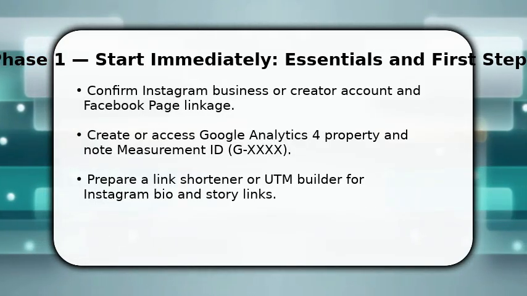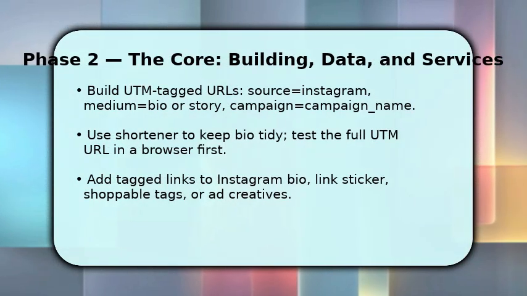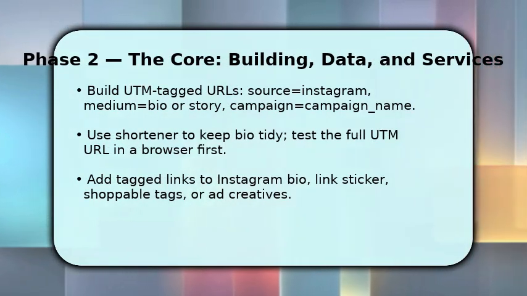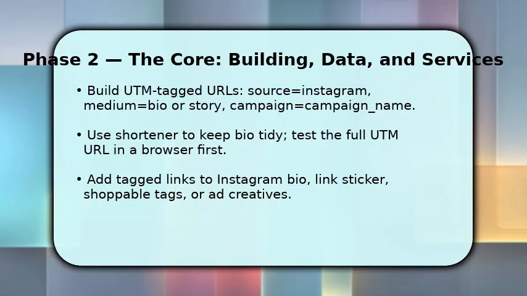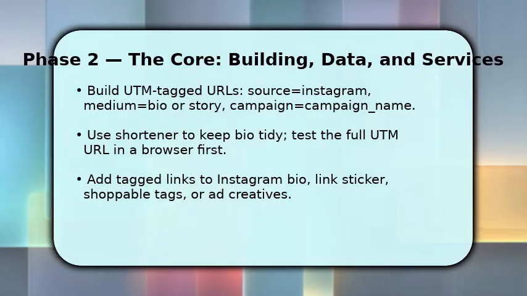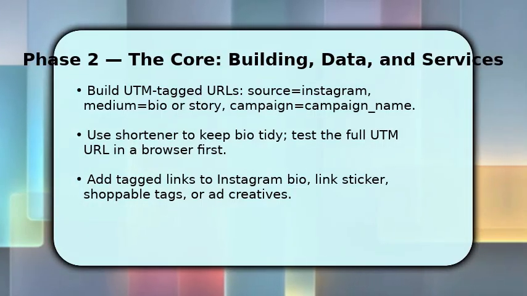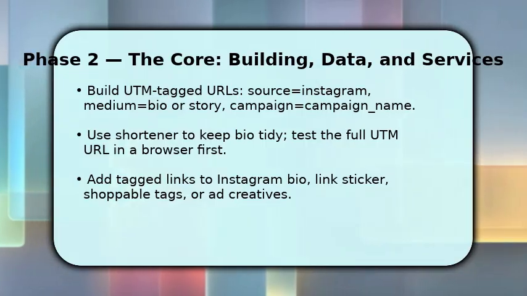Once done with UTMs, construct clear, consistent tags. Source equals Instagram, medium equals bio or story, campaign equals name. You should explain why: UTMs let GA4 separate Instagram traffic from other sources.